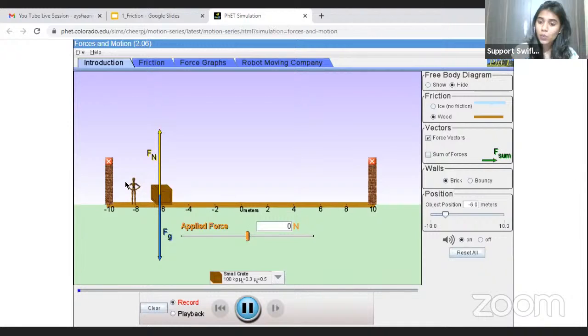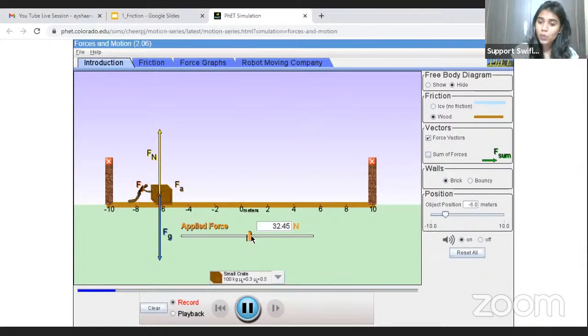Now these are brick walls. A person is standing here and he is planning to push this. So this is the applied force. You can see here how hard he is going to push. The unit of force is Newton. So now I've put 25.96 Newton.